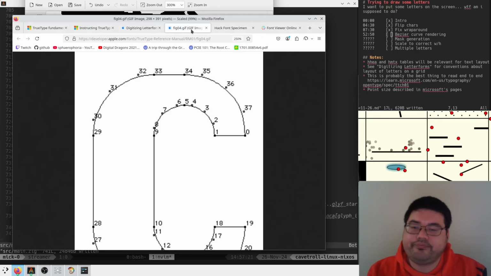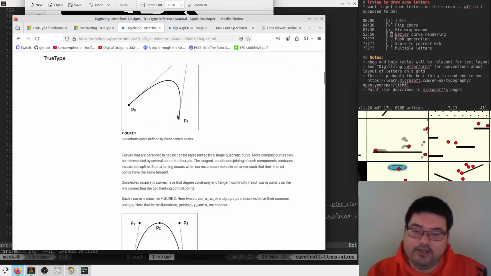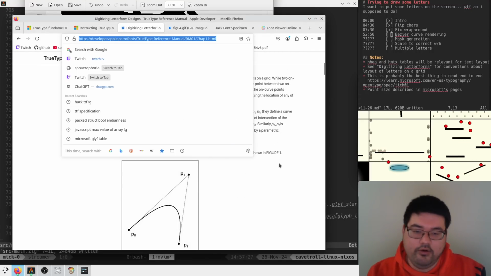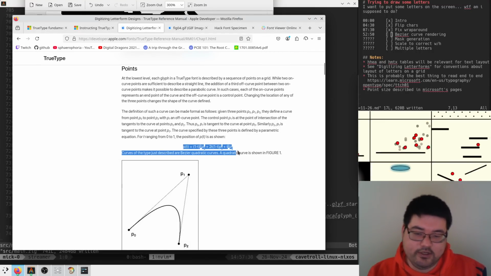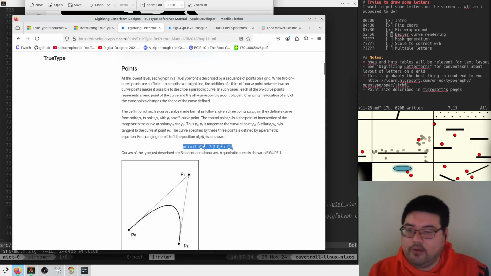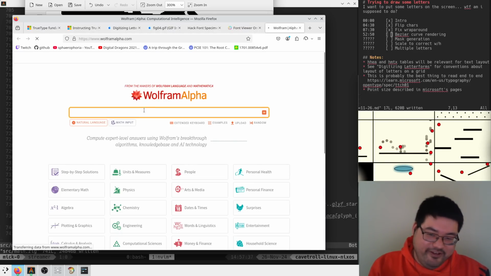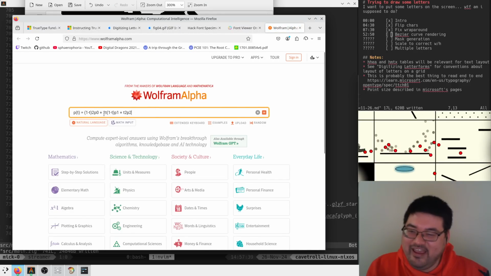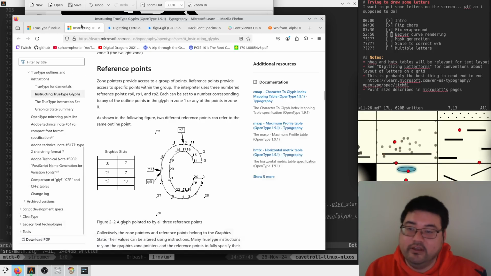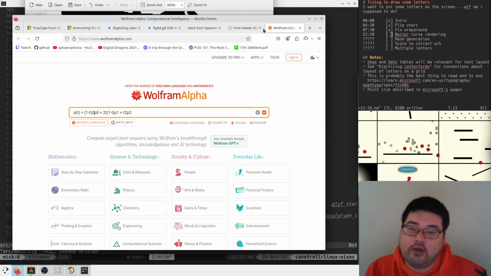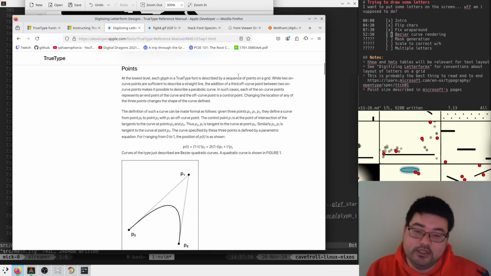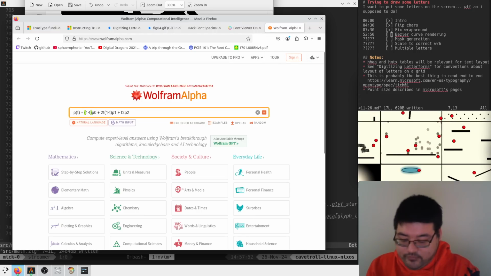If we go to this page, the digitizing letter forms thing, they use this formula to draw a Bezier, and it's like, okay, that sounds kind of cool. Let's copy this and shove it in Wolfram Alpha, and try to solve for it. So this did not copy paste cleanly. This was (1 minus t) squared, 2t, t squared. Okay, so this is this.